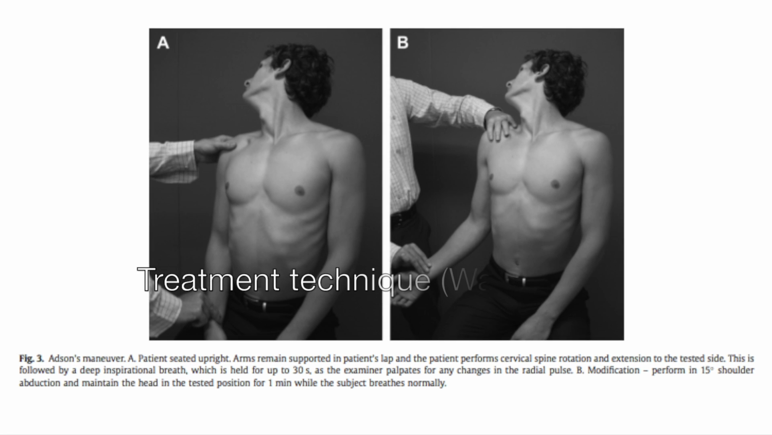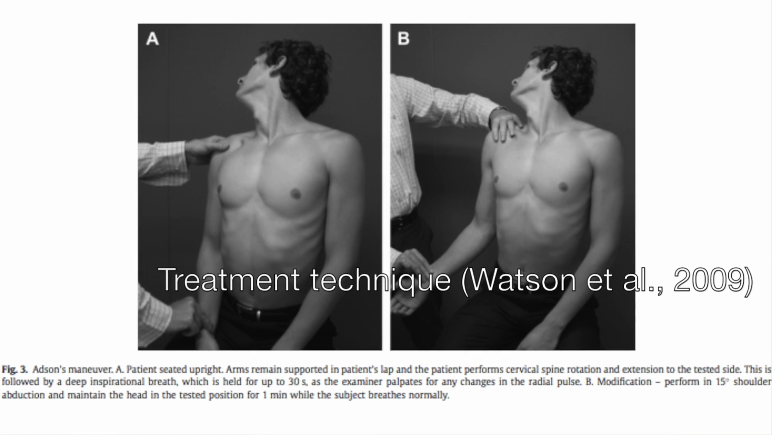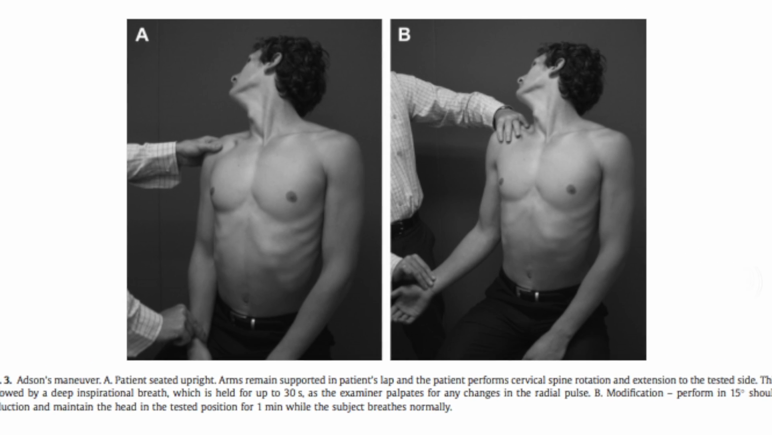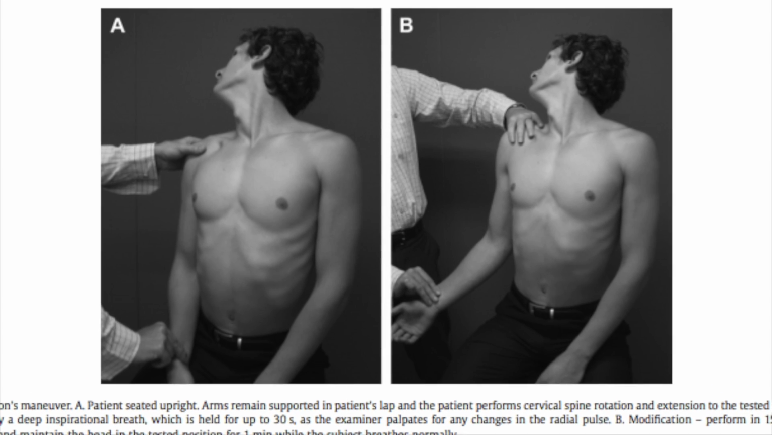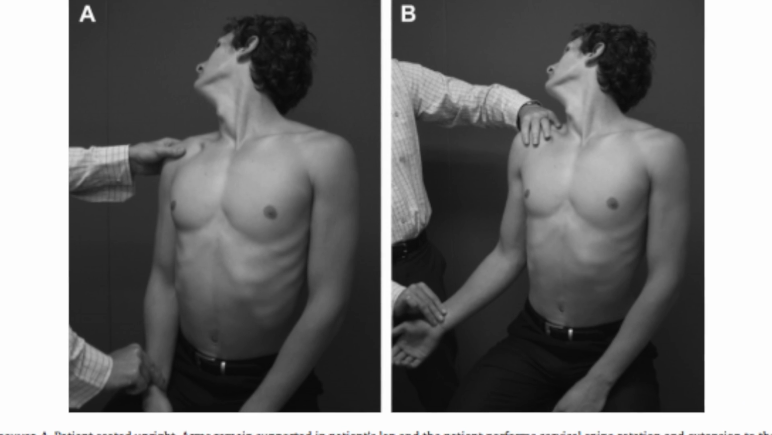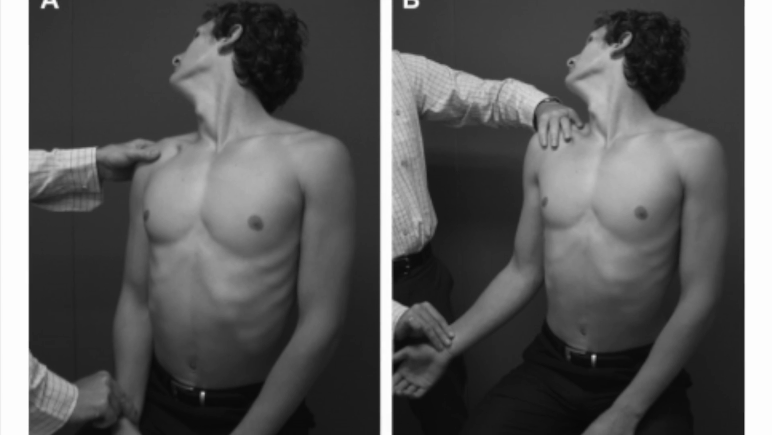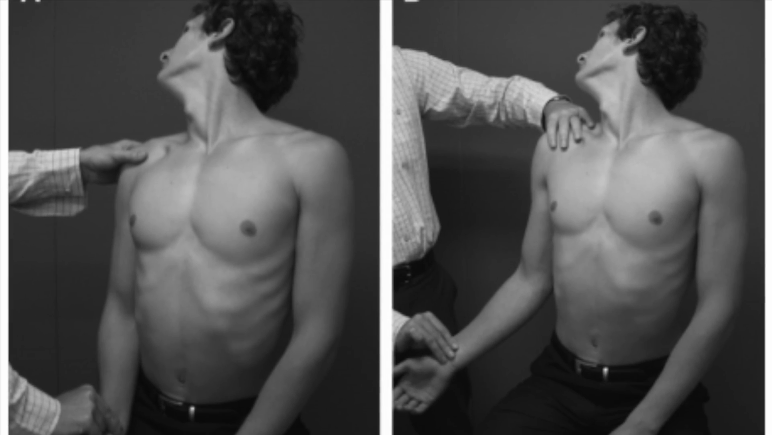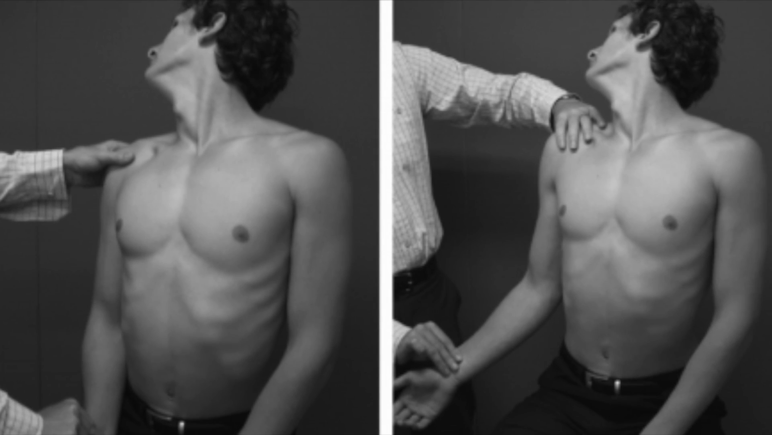In order to perform Adson's test, position the patient in sitting or standing. Then palpate the radial pulse on the affected side with the patient's elbow extended. Next, have the patient rotate his or her head toward the affected side and then extend his or her neck. Instruct the patient to take a deep breath and hold for about 30 seconds while assessing the radial pulse response.